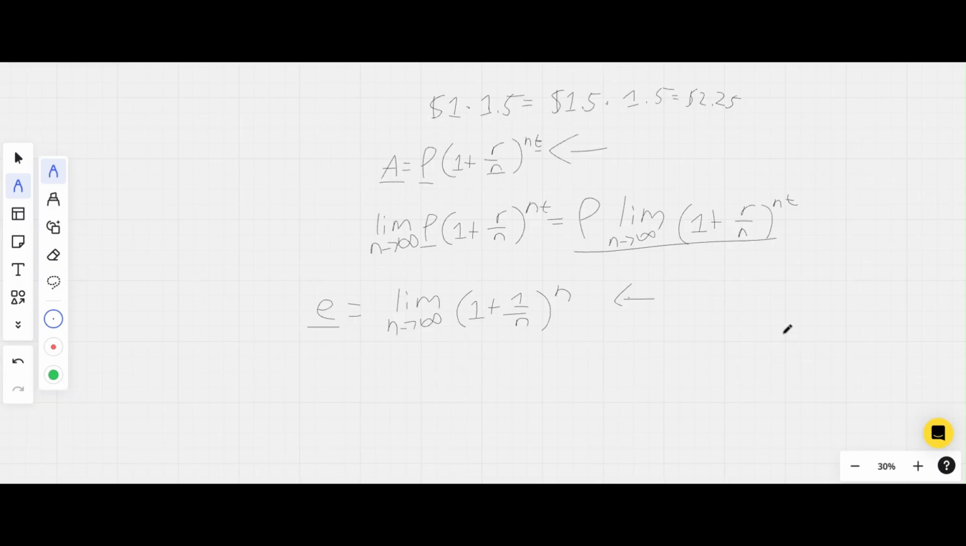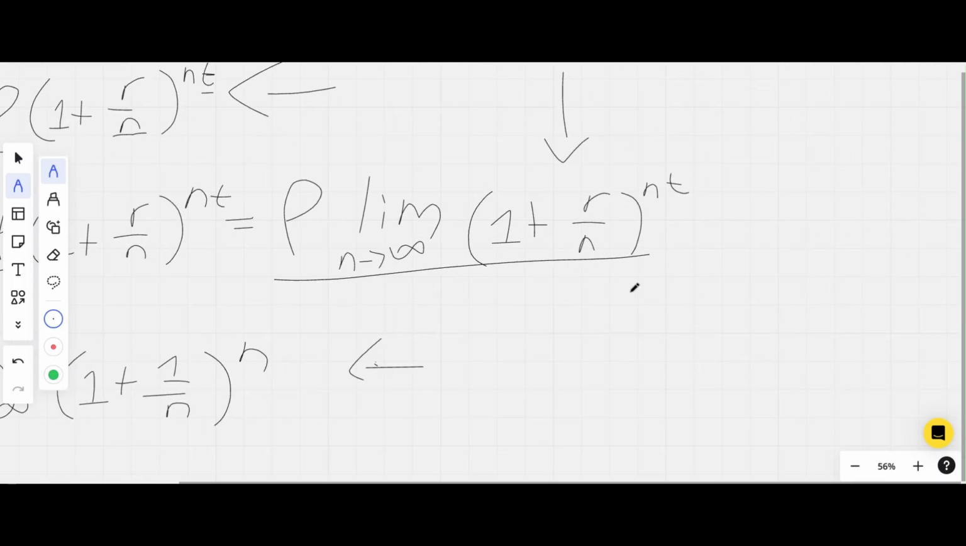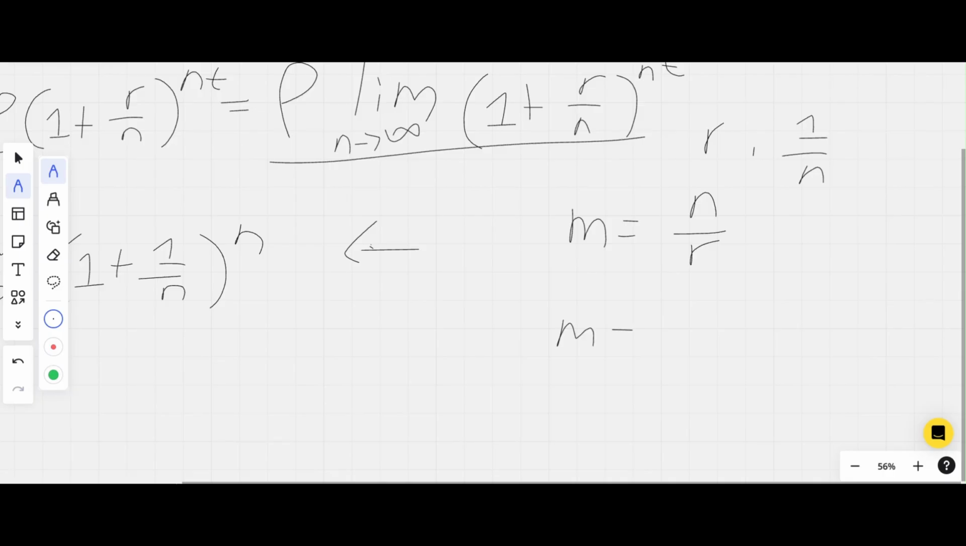So we can use e to make a substitution here and write this limit in terms of e. How exactly should we do that? Well, notice that in R over N, R is just a constant, right? So R doesn't affect the limit of 1 over N, because multiplying by it won't really do anything. So let's say I have some number M, where M equals N over R. As N approaches infinity, then N over R will also approach infinity. So I can substitute M for N over R in this limit.